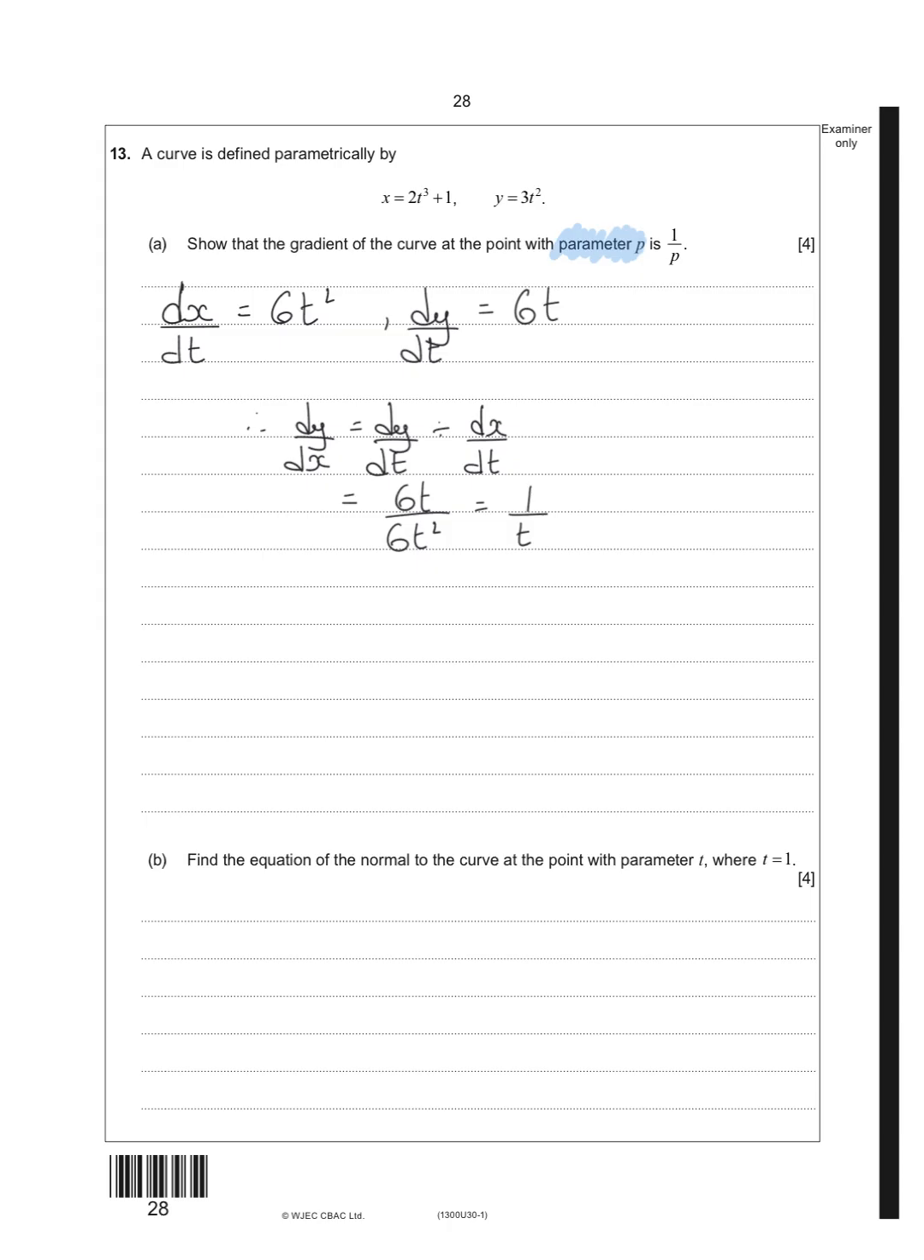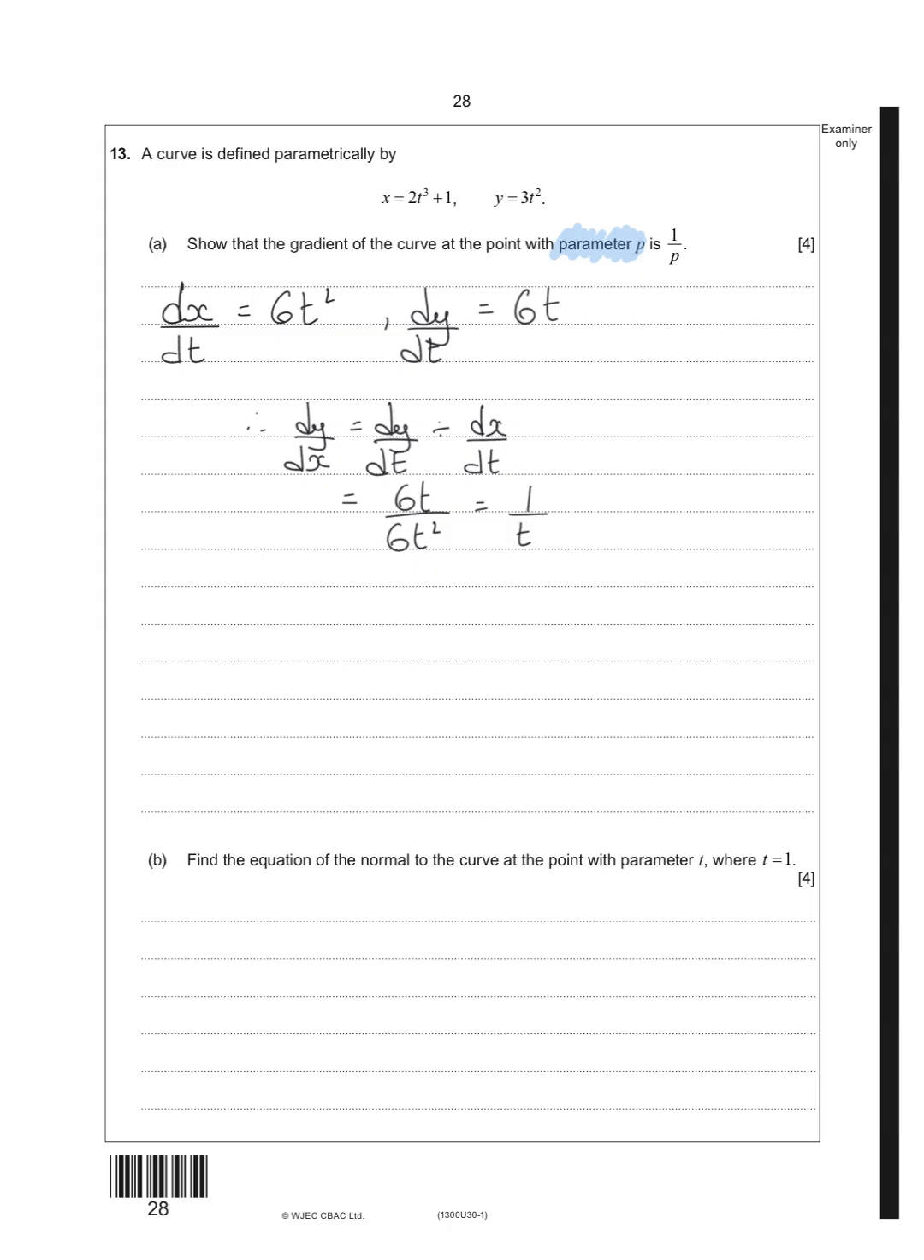Find the equation of the normal to the curve at the point where t equals 1. Okay, so remember we need two things. We need to know the coordinate of that point. So we've got the value of the parameter. We can now find the coordinate, and we also need to find the gradient of the normal. So we can work out straight away the gradient of the tangent, which is going to be 1 over 1, which is 1, and then that tells us that the gradient of the normal is going to be the negative reciprocal of that, which is 1.